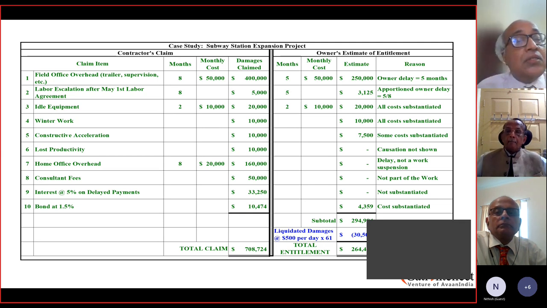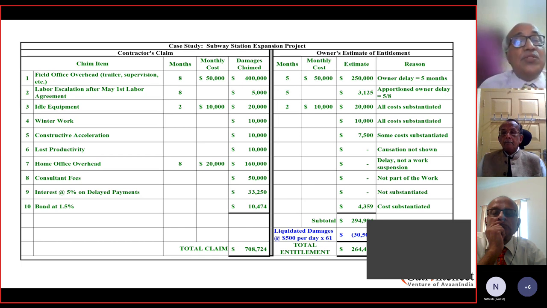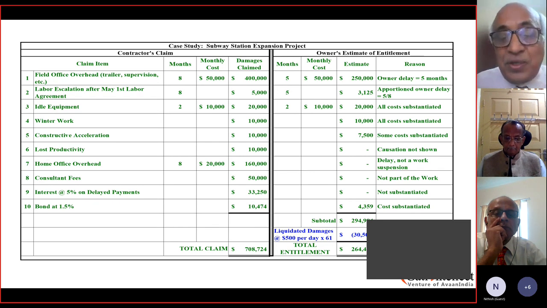Now, the last one, productivity: causation was not shown, so it was not passed. Then the home office overheads: again, the work was not suspended, so since there is only delay, they did not approve this extra cost. Consultant fees again was not approved because consultant fees is something which people have to do as part of their work.